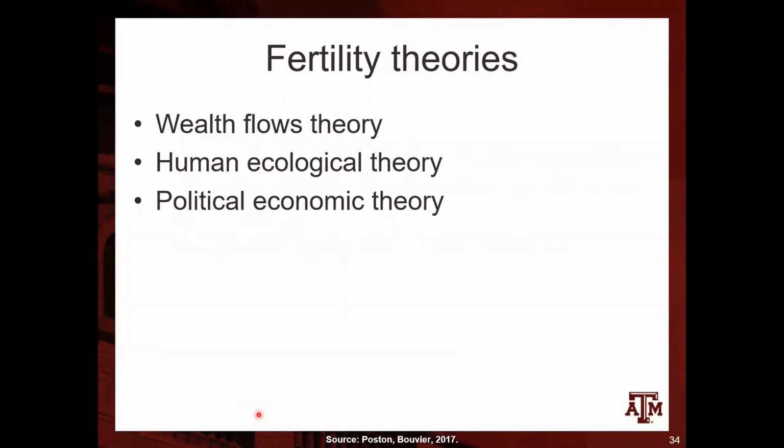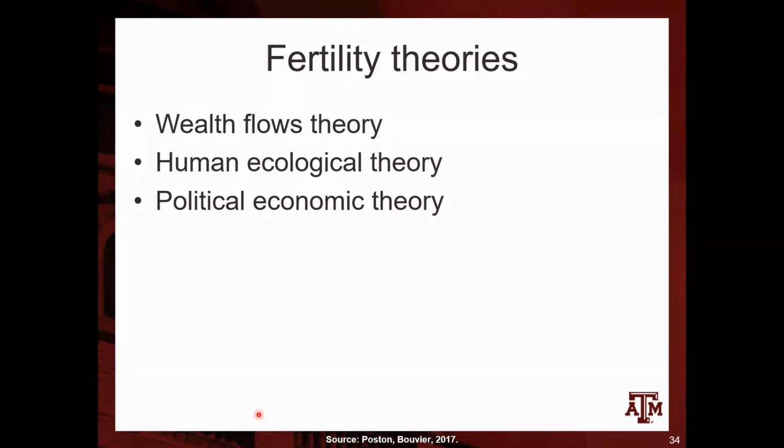And now I'm going to go through specific theories that try to explain changes in fertility, mortality, and migration. And here in fertility, I'm going to just focus on these three theories: the wealth flows theory, the human ecological theory, and the political economic theory. The wealth flows theory has a more economic approach to try to explain why people in the past had a lot of children, now they have fewer children.